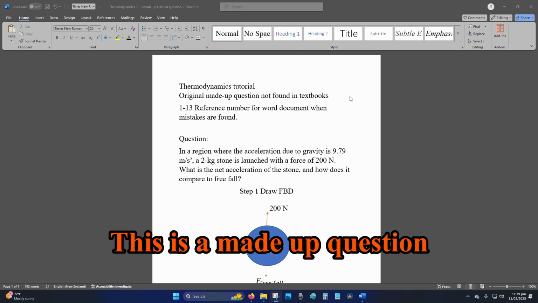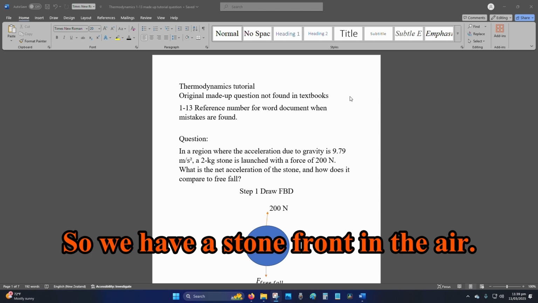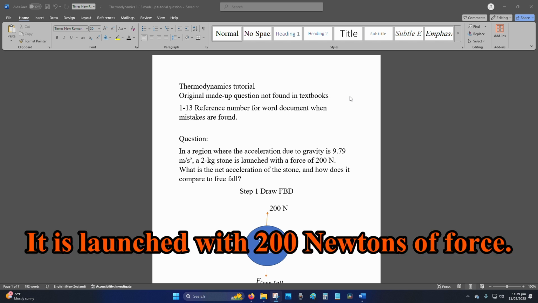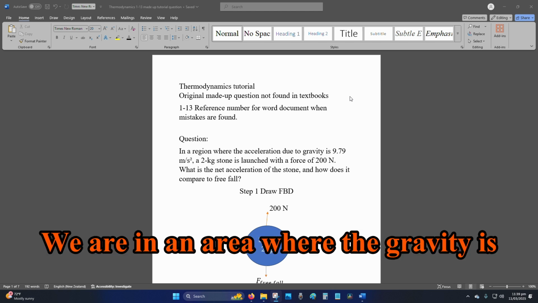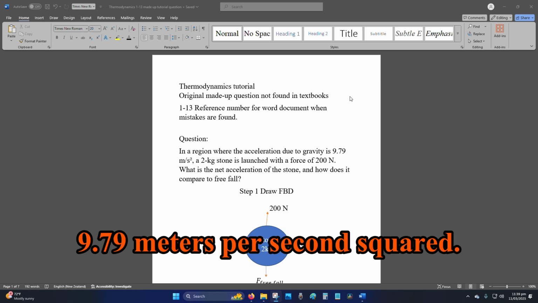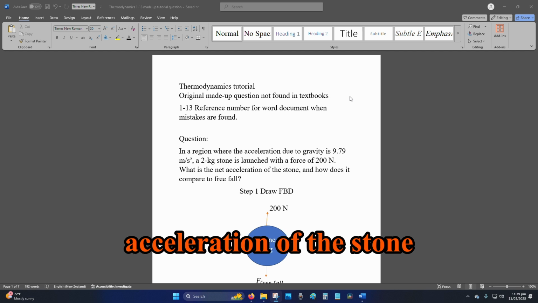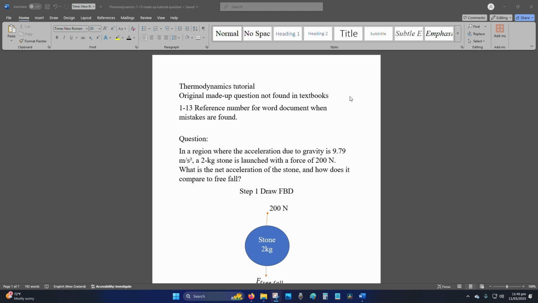This is a made-up question not found in your textbooks. So we have a stone thrown in the air. It is launched with 200 newtons of force. We are in an area where the gravity is 9.79 meters per second squared. We want to find the net acceleration of the stone and the difference between free fall.